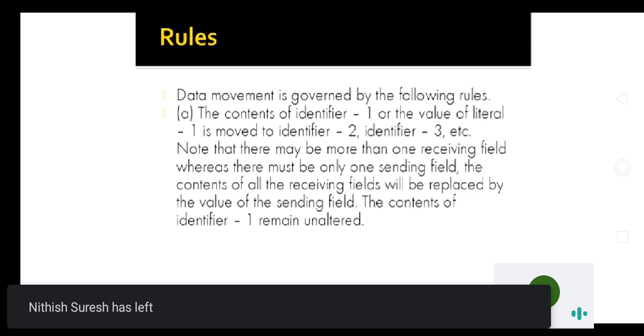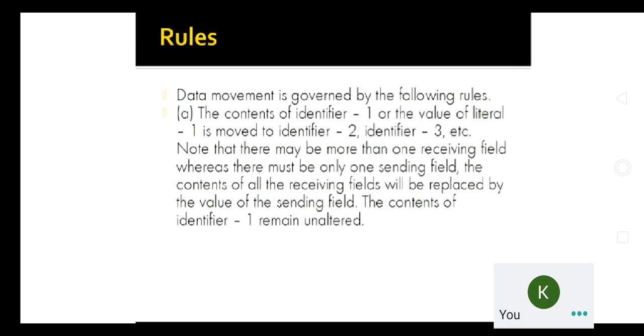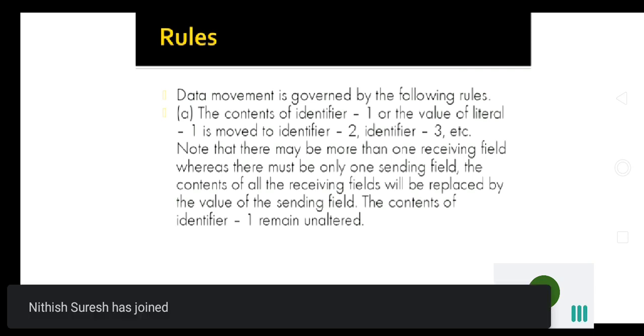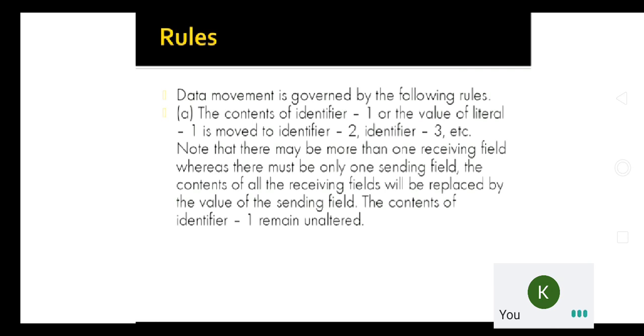For example, from A you move the value to B, C and D. Before the movement the value of A is 10, and after using the data movement verb, all three identifiers B, C and D will have the value 10, because B, C and D are the receiving fields, and they all receive the same value from identifier A. So all the receiving fields will be replaced by the value of the sending field.